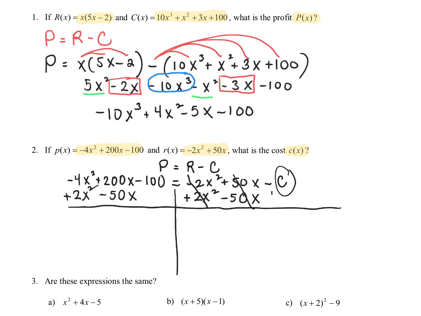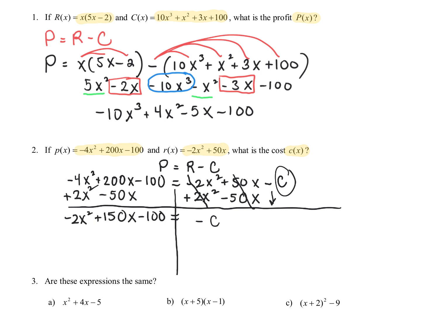When we bring the C down, just be careful because it has a negative in front of it. I can't get rid of that negative just yet. So now let's see what we have on the left side. I have negative 4 plus 2, which is going to give us a negative 2, and then I have x squared. 200 minus 50 is 150. And then I'm just going to drop that minus 100 down. Okay, so this is equal to negative C.